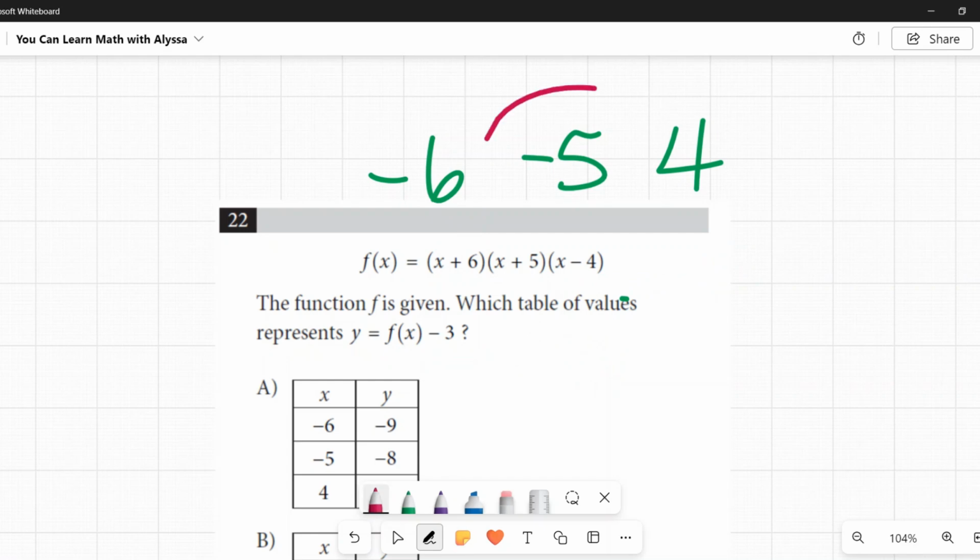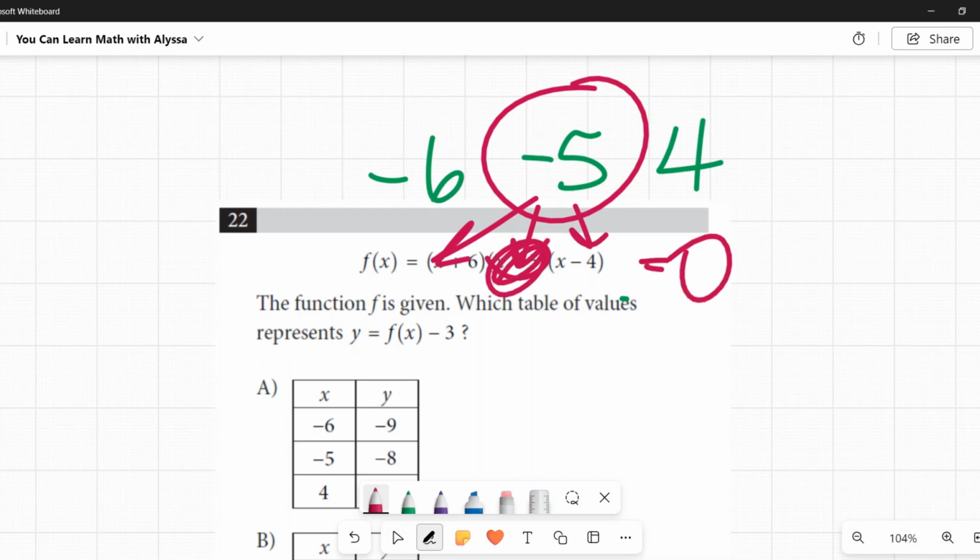-5. If I take -5 and plug it in here, -5 plus 5 is 0. I have to plug it in all 3 places, but it doesn't matter because this is 0. Multiply those together, I get 0. Plug it in here. 0 minus 3 is, you guessed it, -3.